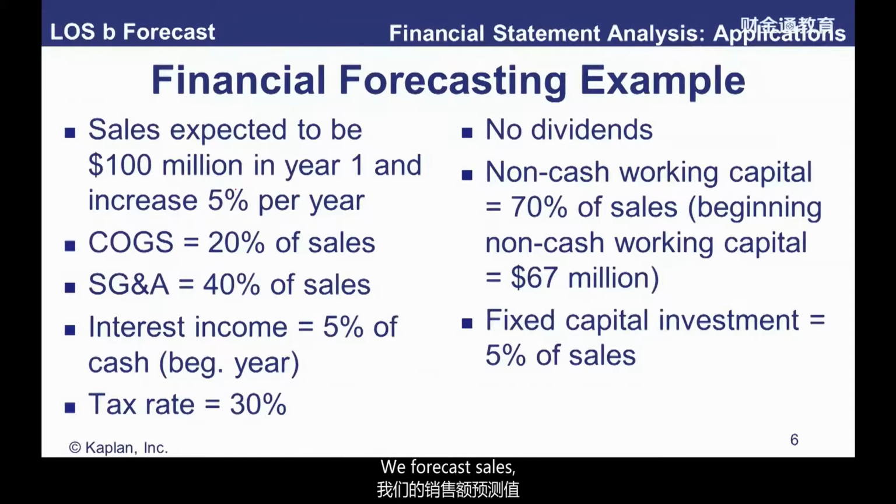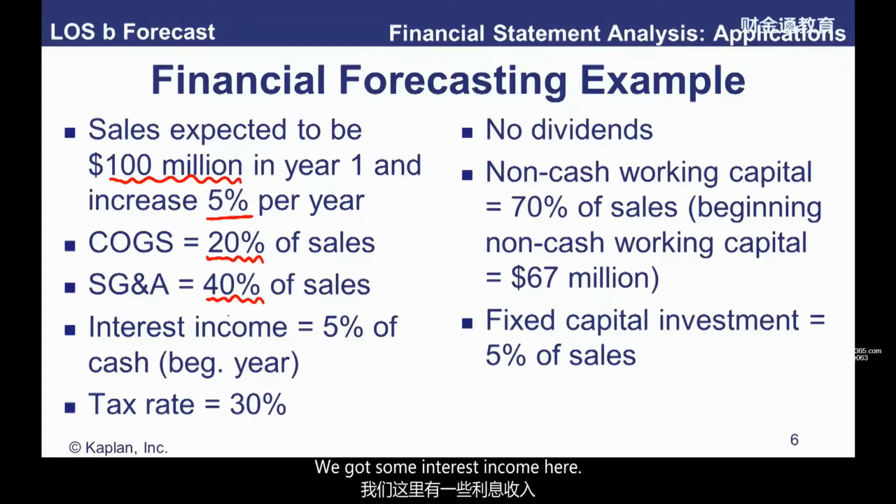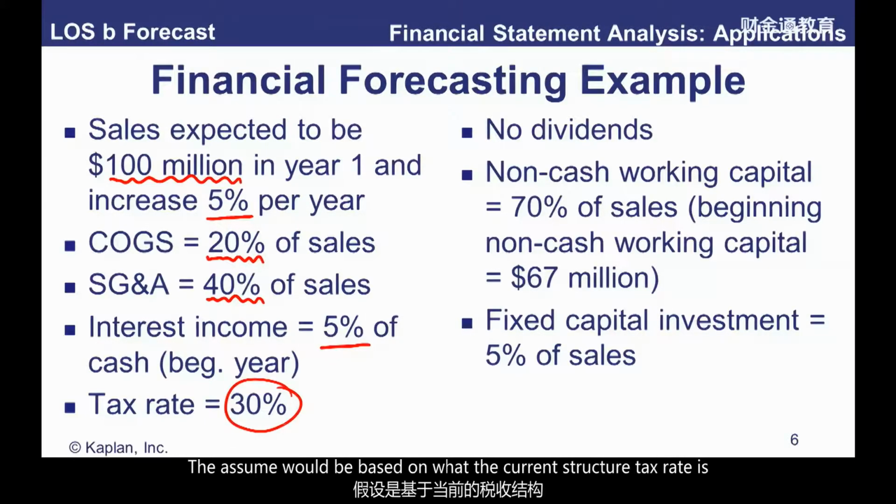We forecast sales. Sales next year we think are going to be 100 million and we forecast the growth in sales to be 5% per annum. We believe that cost of goods sold will be a relatively stable 20% of sales and sales general admin will be a relatively stable 40% of sales. Interest income, we've got some interest income here. Now, of course, that's not a function of your sales. That's a function of the amount of cash you've got invested. So we're going to estimate any interest revenue as 5% of our opening cash. Let's have a tax rate of 30%, presumably based on what the current statutory tax rate is and our forecast of future government fiscal policy.